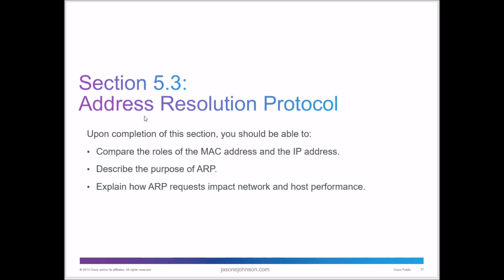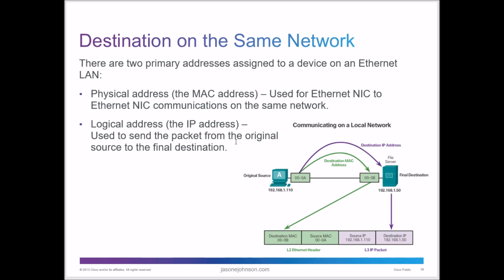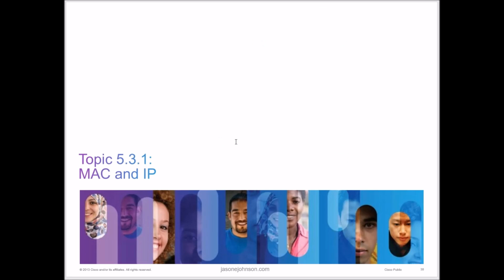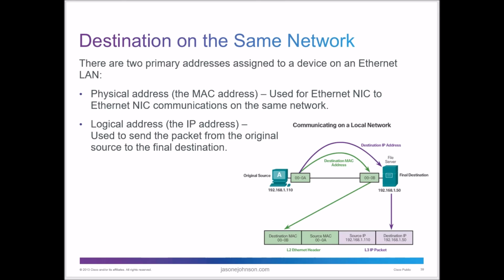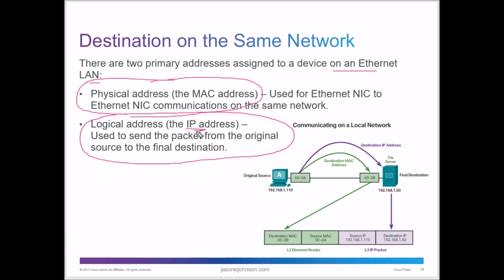Now the last thing we're going to look at on here is the ARP table, or the Address Resolution Protocol. You need to be very familiar with ARP so you understand what it is and what its role is in the network at the layer 2 level. So the difference between the MAC and the IP address: there are two primary addresses assigned to a device on an Ethernet LAN. You have your physical address, and that's the MAC address. That's your layer 2. And then you have your logical address, and that's your IP address.